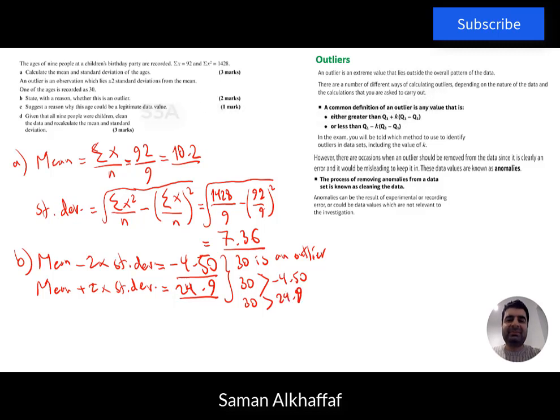Now for part C, we are asked to suggest a reason why this age could be a legitimate data value. It could be the age of a parent at the party.